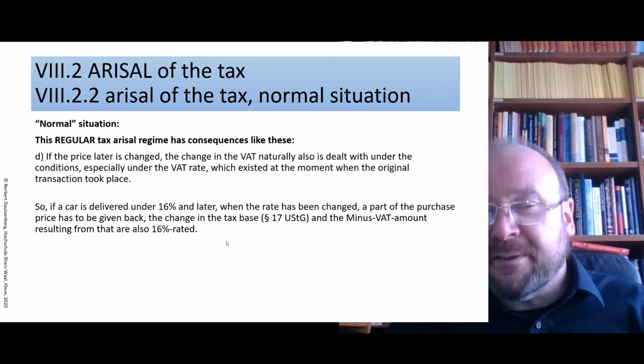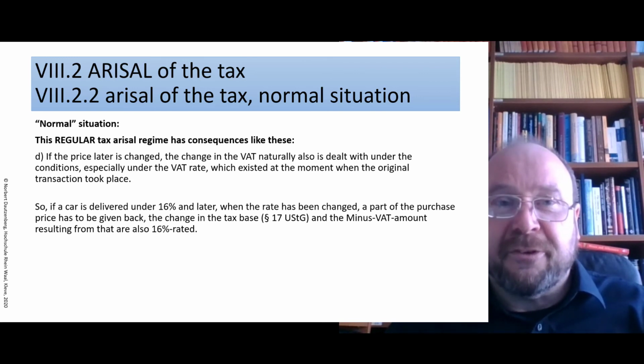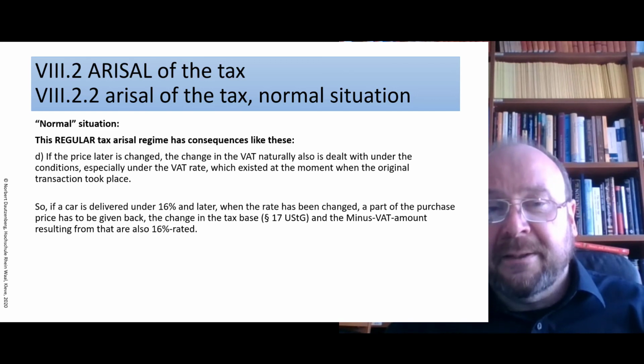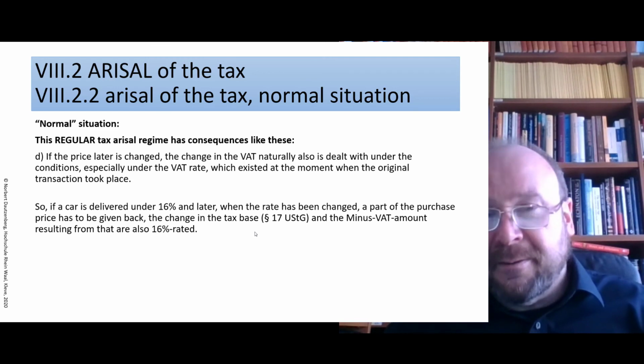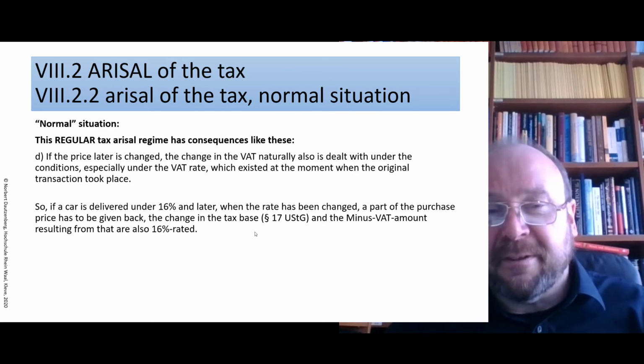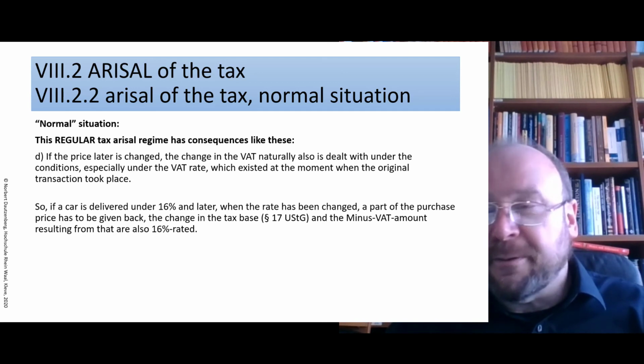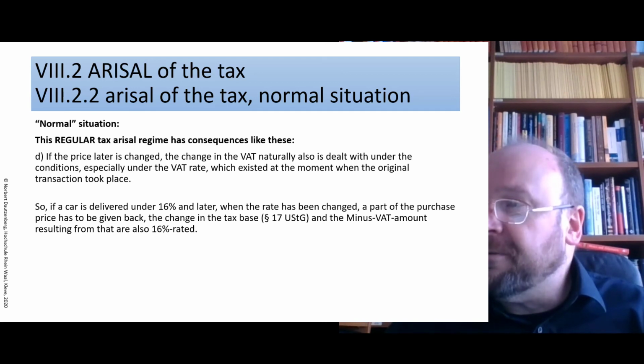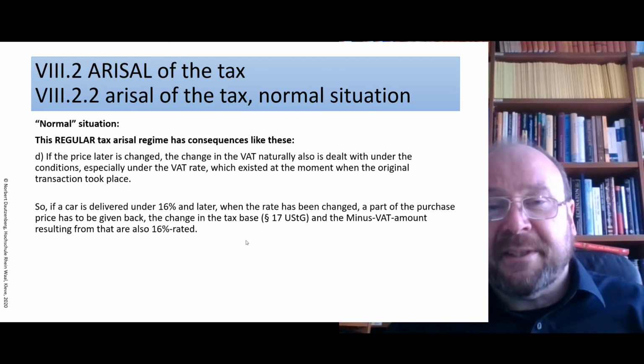Because it would be strange if first you pay 16% to the fiscal office, and later, if you then reduce the amount, you get back more than 16, namely 19%, from the fiscal office. That would be a nice tax saving model. So the tax rate which was valid at the moment when the original tax arose also counts for all later changes of that tax amount.